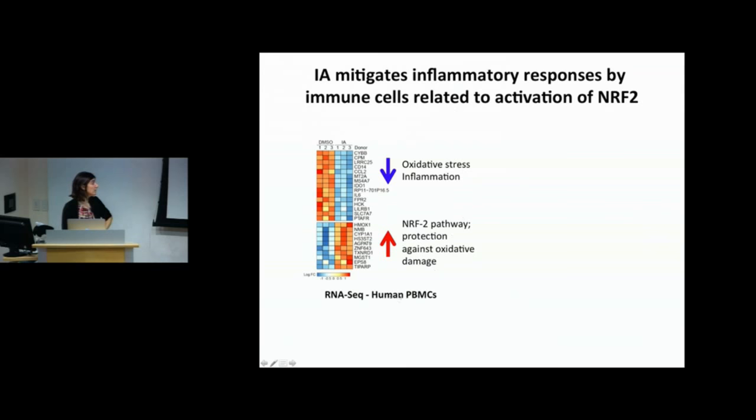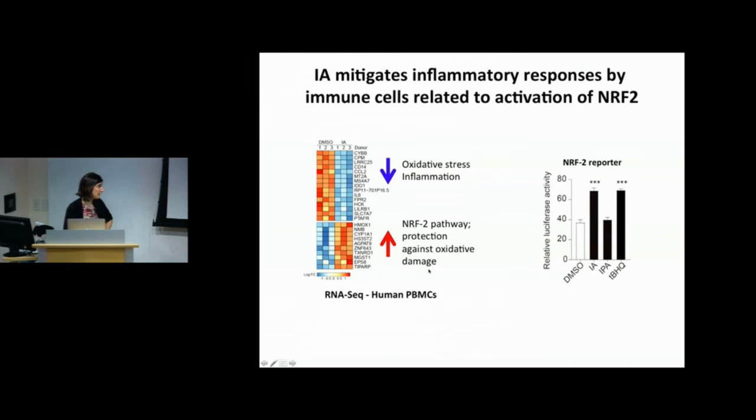So we looked at human PBMCs, and we performed RNA-seq on cells that were treated with indole acrylic acid or DMSO. And there were a couple of categories of genes that were altered. So we saw a huge decrease in genes. These are now host genes involved in oxidative stress and inflammation. And we saw an increase in genes, many of them regulated by the NRF2 pathway that protect against oxidative damage. And so we saw this, we said, hey, let's look at a NRF2 reporter, so to directly see if there's a difference in expression of the reporter, and we saw that with indole acrylic acid there was a difference.